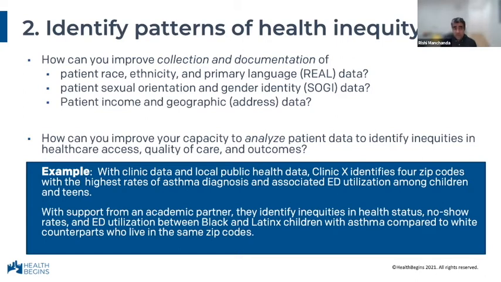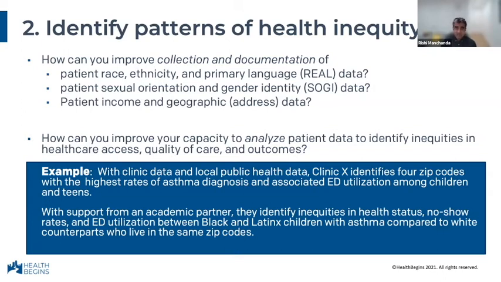There are opportunities for continuous improvement here, as we know, especially when it comes to race, ethnicity, and language information. Beyond collecting that, though, there's also a question about what's your capacity to analyze that information? How well does your practice analyze this information? And as importantly, do you have partners that you can work with sometimes to improve that capacity?